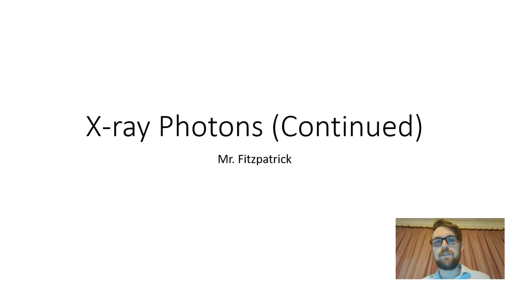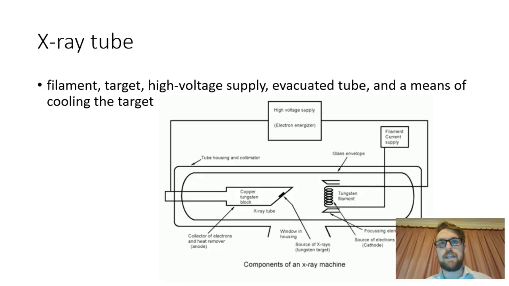All right, so today we're going to continue looking at X-ray photons, and we're going to have a look at some of their properties. X-ray photons are made in what we call an X-ray tube, and what I've listed here is just a few things we need to know about the X-ray tube.